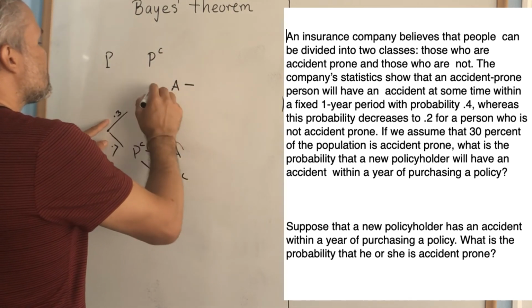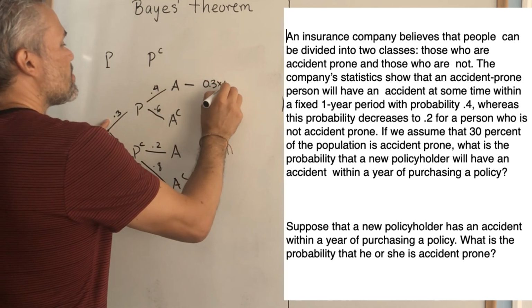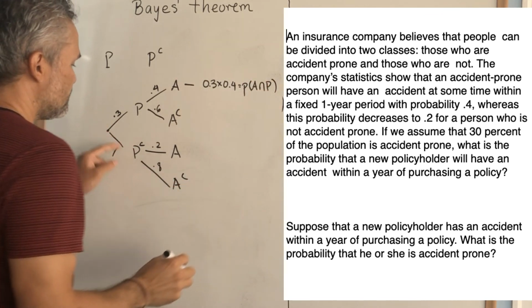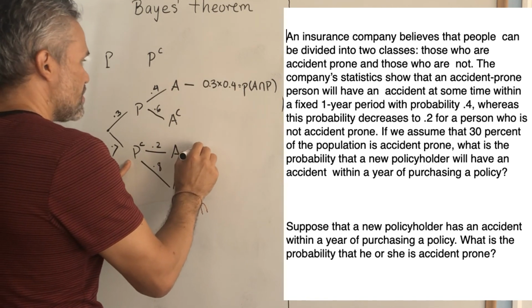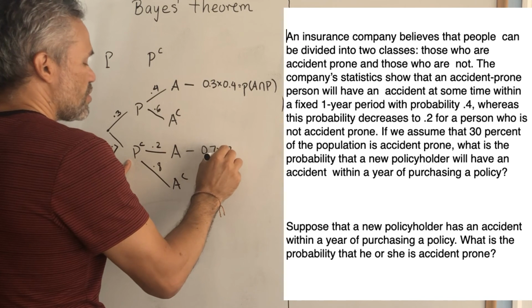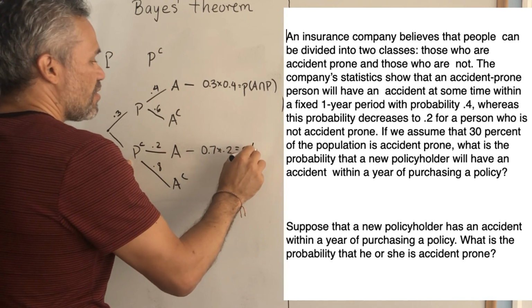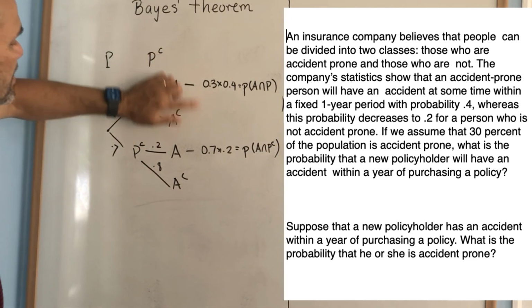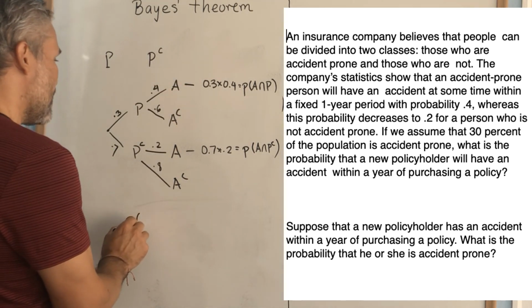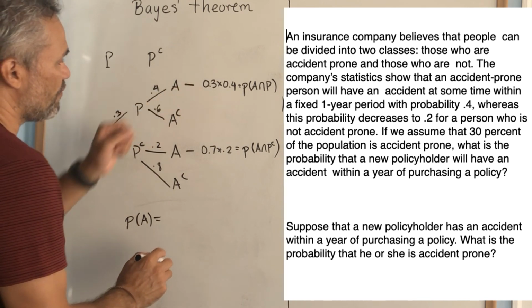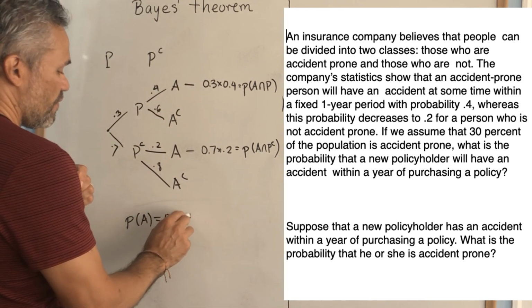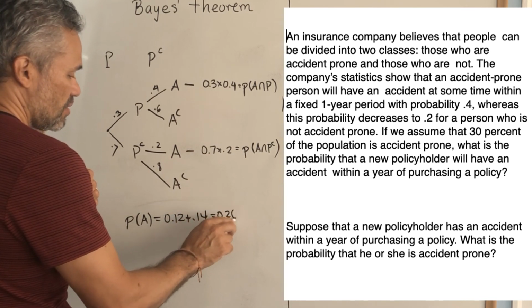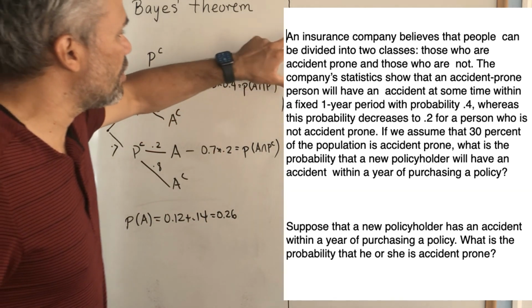Notice that when I multiply these two probabilities, 0.3 times 0.4, this gives us the probability of A intersection with P, and also this product, which is 0.7 times 0.2, gives us the probability of A intersection with the complement of P. And then here we are using Bayes' theorem, and it says that the probability of having an accident would be the sum of these two, 0.12 plus 0.14, which is 0.26.